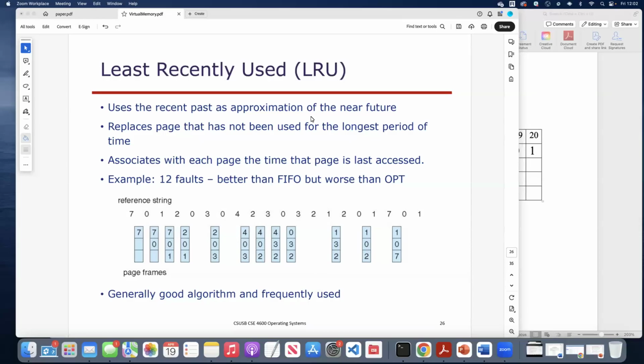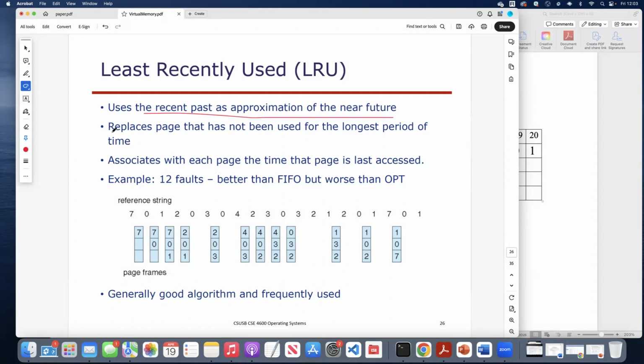The third algorithm is the least recently used page replacement algorithm. This algorithm uses the recent past as an approximation of the near future. When we talk about the optimal page replacement algorithm, we know the optimal algorithm uses future information, but this future information is unknown. So here we use past information to approximate the future information.